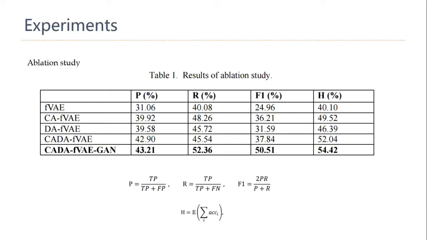And we can draw the conclusion from the table that both cross alignment and distribution alignment improve the performance. The cross alignment works better than the distribution alignment. And more outstanding results are provided by combining the two tricks. Moreover, the introduction of GNN further improves the performance.